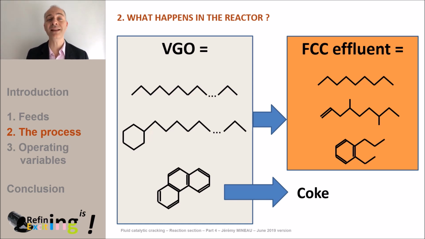Once we have seen the main chemical reactions, the question you may now ask yourself is, okay, cracking molecules produces light molecules. But what is the selectivity of the catalyst? Or, in other words, how are these cracked molecules distributed? To answer this question, we need to introduce the notion of yield.